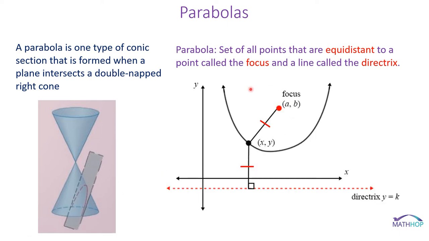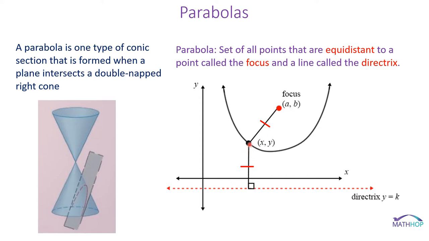So here we have the parabola we're used to, right? This little U-shaped graph. The focus is a point, it's a very specific point within the curve. It always falls within the curve of the parabola. So what this definition is saying is that you have a parabola if every single point along the curve of the parabola is equidistant to this point, the focus within the curve, and this line, the directrix.